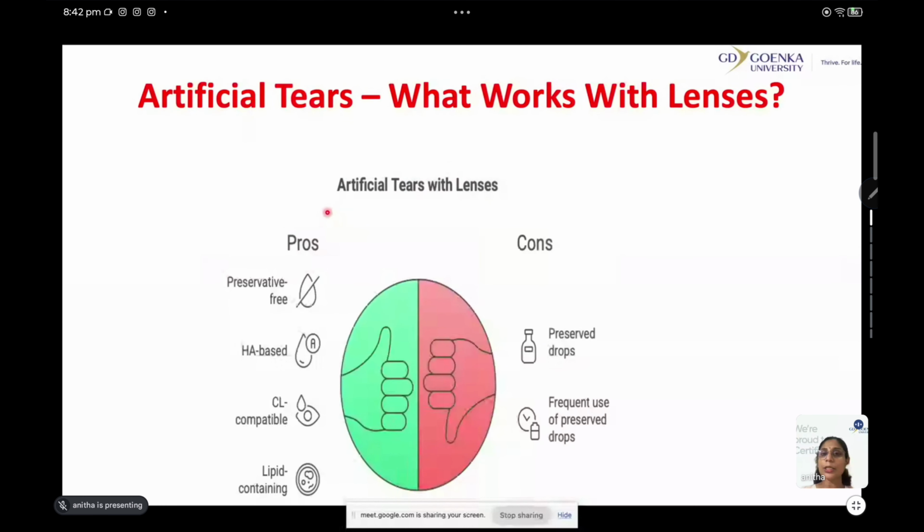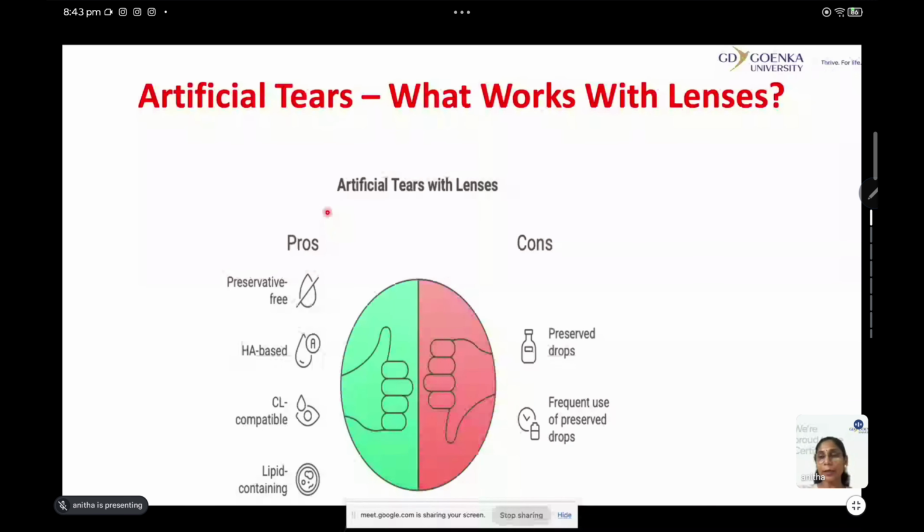So, coming to artificial tears, what works with lenses? What are the pros? Better to go in for preservative-free artificial tears. So, whenever you're recommending artificial tears, always notice that they are preservative free. Of course, preservative-free artificial tears are slightly more expensive than the preserved artificial tears. Then, hyaluronic acid based artificial tears are very good. And then also see if the artificial tear is compatible with contact lenses. There are certain artificial tears which are recommended with contact lenses on the eye, and some are recommended after removal of contact lenses or before wearing the contact lens.